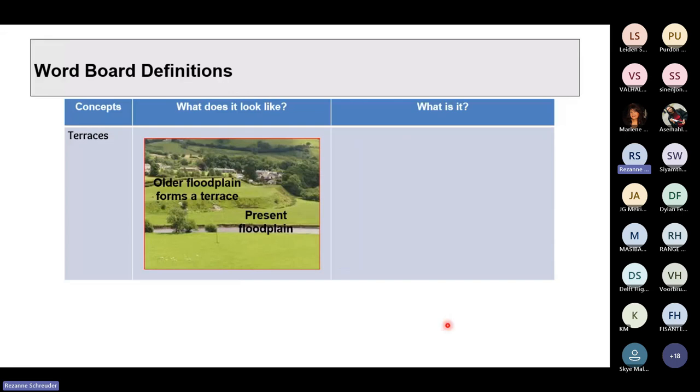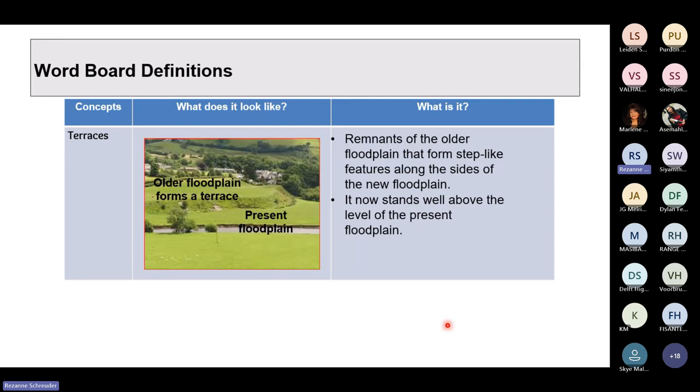Terraces, this is one that they also like to ask. So what happens is the remnants of the older floodplains will then form step-like features along the sides of the new floodplain. So now the old floodplain will form a terrace, and then the present floodplain would be there where the river is flowing. A lot of the time you will have settlements on the older floodplain because 200 years ago the river was flowing there. However, if you have a lot of rainfall, then those settlements will be flooded because the river used to be there.